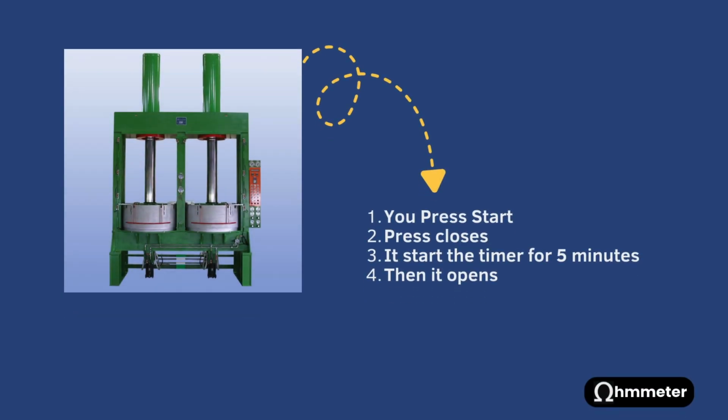Think about a press machine. You press the start button, the press closes and applies force, then holds for 5 seconds before opening again. That's essentially a PLC timer controlling the press operation. It keeps the output active for a set time, then automatically turns it off.